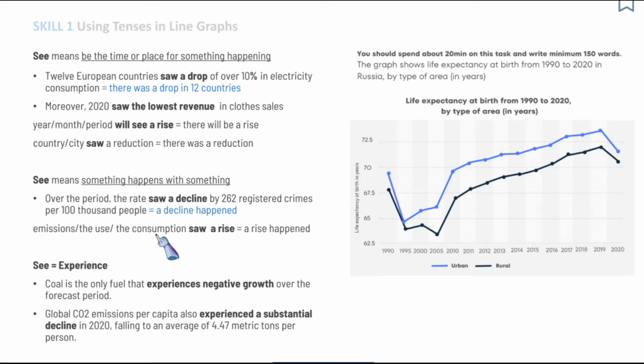See has a synonym, which is experience, and if you want to add even more variety to your reports, you can use experience and see interchangeably. Have a look at the examples over here.